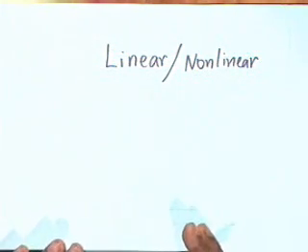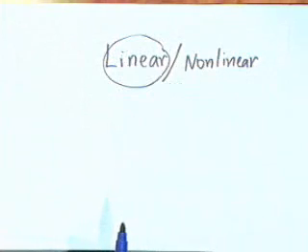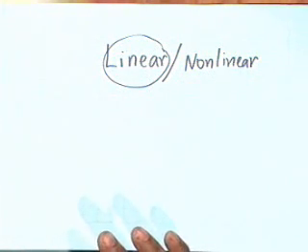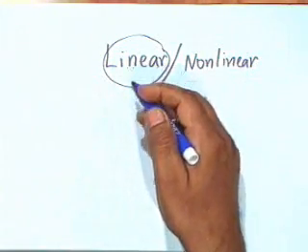Most of the engineering systems that we deal with are linear systems. In practice, however, the practical situation is quite different. Most of the systems are non-linear, and we treat them as linear because it is convenient for us to do so.